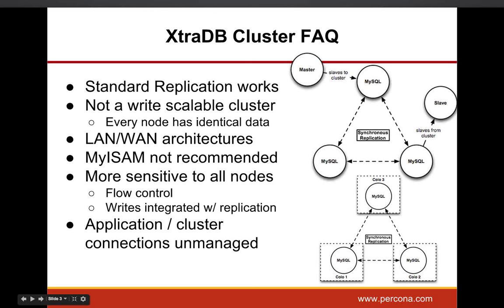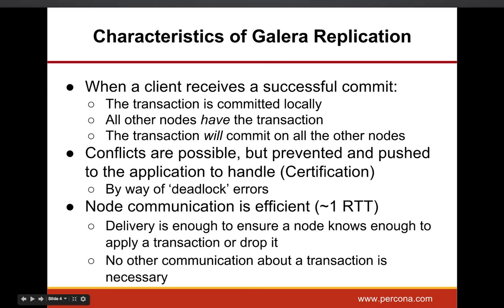The first thing to realize is that if a client commits a transaction, and this could be an auto commit, or it could be an explicit begin statement, commit transaction, and the client gets an OK back from that commit, it means the following. It means that the transaction has definitely committed locally on the node the client is connected to. It means that all the other nodes have the transaction and have acknowledged it. And it means that the transaction will commit on the other nodes. It just doesn't mean that they have committed on the other nodes yet.